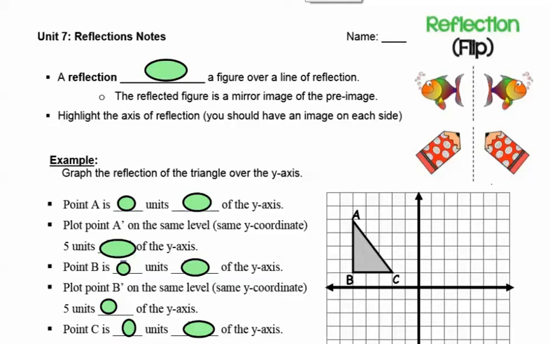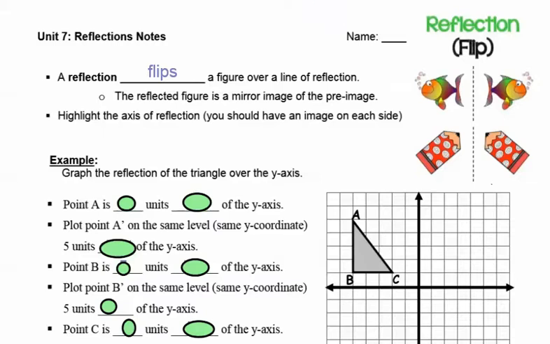Hi class. Next we're going to talk about reflections. A reflection is another type of transformation. With reflections, instead of sliding, we are going to flip. We think of that mirror image. We flip the figure over a line of reflection.